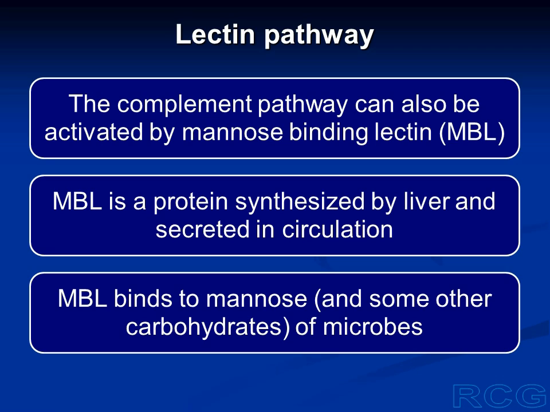The second complement pathway is lectin pathway. So this complement system can also be activated by lectin pathway. And in this case, a protein is required which is known as mannose binding lectin or MBL. This protein MBL is synthesized by liver cells and it is secreted into circulation. So MBL is present in circulation.